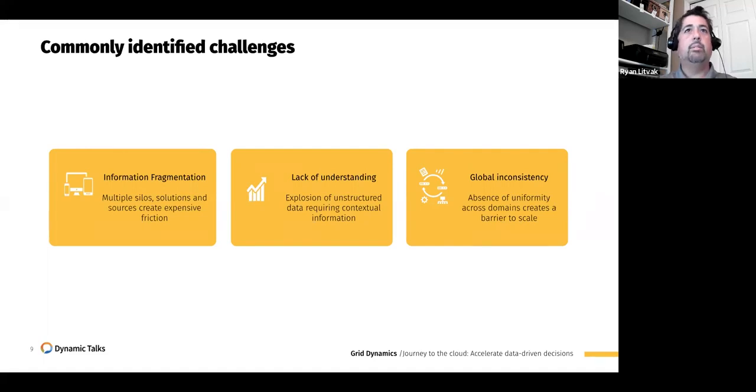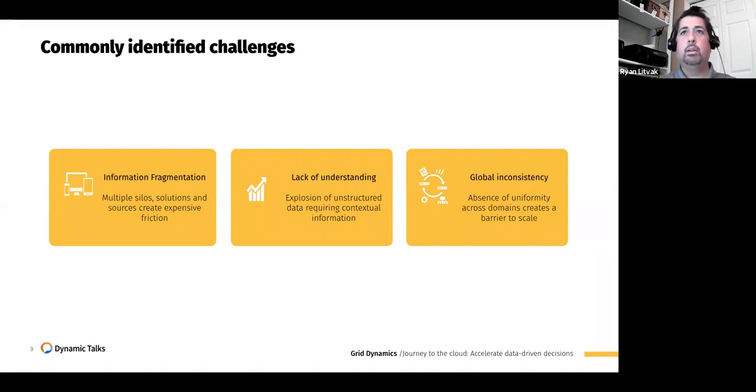The second identified challenge was just a lack of understanding. So even as we're getting data from different systems, and machine data is a good example of this, there's additional information that we need to combine with that data to provide the contextual understanding of what that data actually means. So when we're getting machine data, we need to bring in failure labels and additional contextual metadata about the machine data before we're able to really drive any value from it.